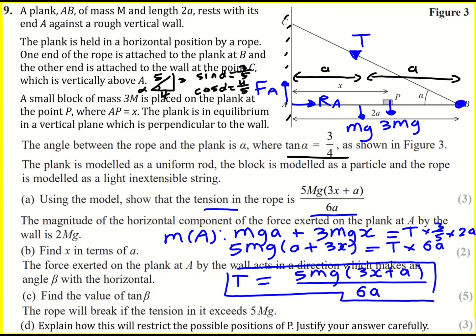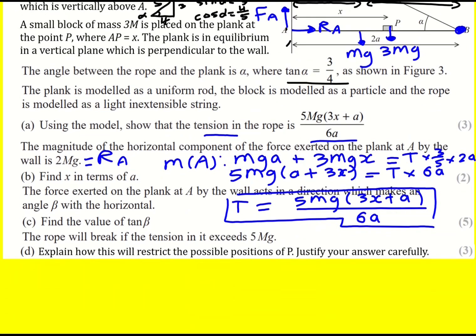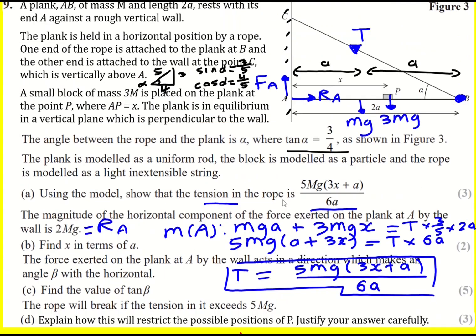Now we're told that the magnitude of the horizontal component of the force exerted on the plank at A by the wall is 2 mg. That there is my RA that I had before. We're asked to find x in terms of a. So what you typically do now is resolve forces after dealing with the moments. And that's exactly what we can do. We can resolve horizontally. So it must be that RA, which we know what the value is, equal to T cos alpha. I'm just going to write that first of all. They're the only forces that have horizontal components. Remember, we're splitting that tension up, and now we want this horizontal part. It's adjacent to the angle.